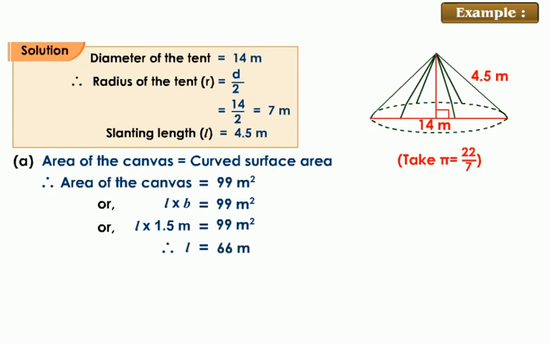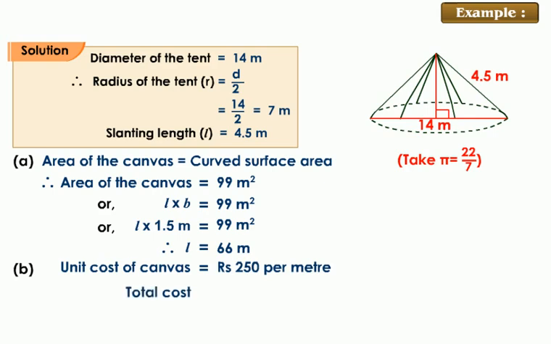Now, solving for B, the unit cost of canvas equals rupees 250 per meter and the total cost equals length into unit cost. We've already calculated the length and the unit cost is given. So, we write 66 into rupees 250 equals rupees 16,500.